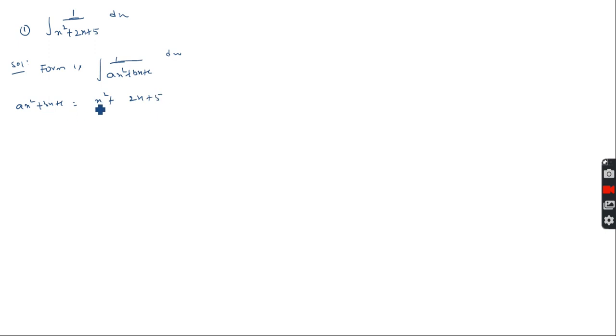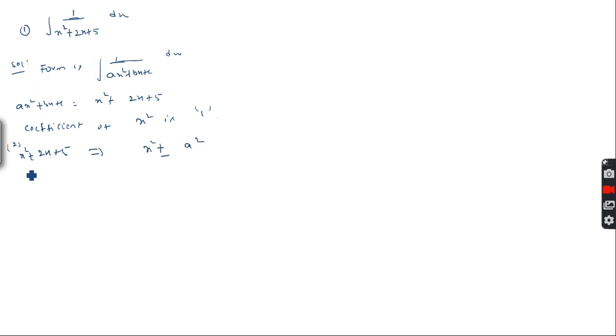Here the coefficient of x square is 1, so we do not take anything outside. This is x square plus 2x plus 5. Step 2 is to convert into a sum of squares, that is x square plus or minus a square.